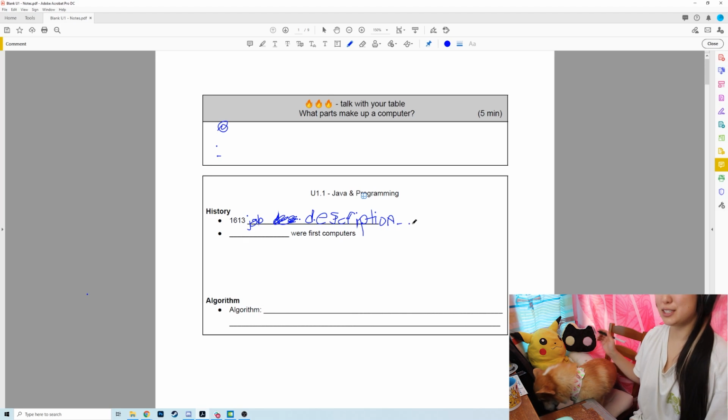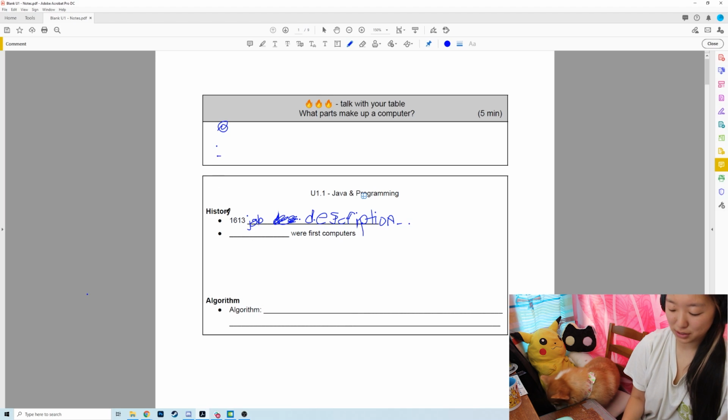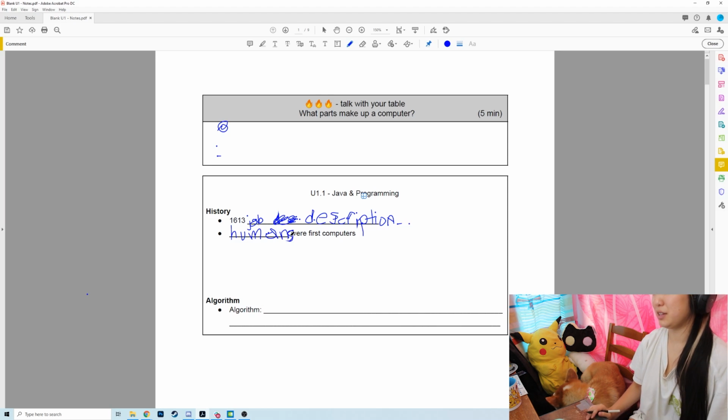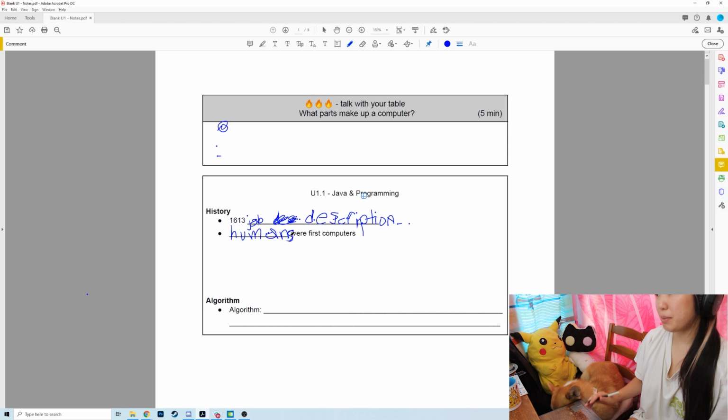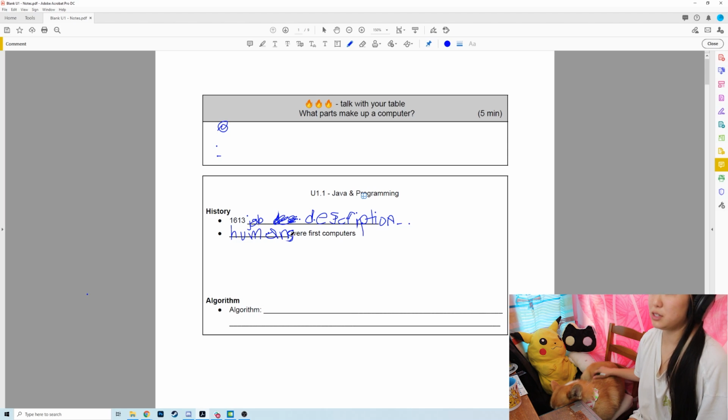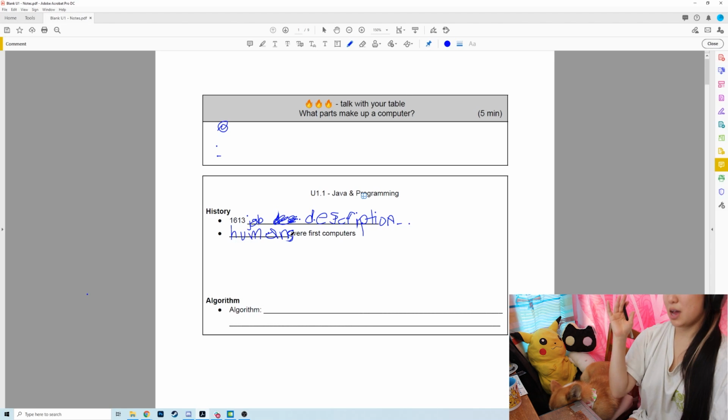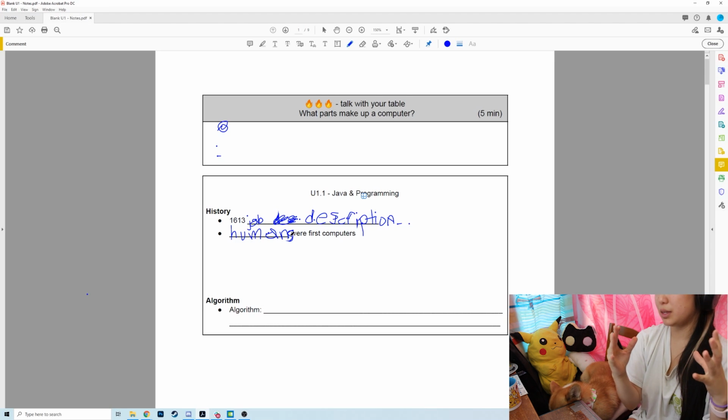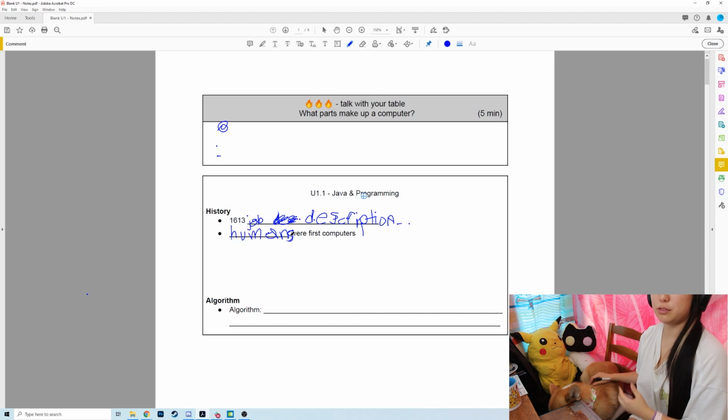And actually, originally humans were the first computers, and women were actually the first computers. And when we think about the parts of the computer, there's a few parts that were taken from humans and moved on to computers.